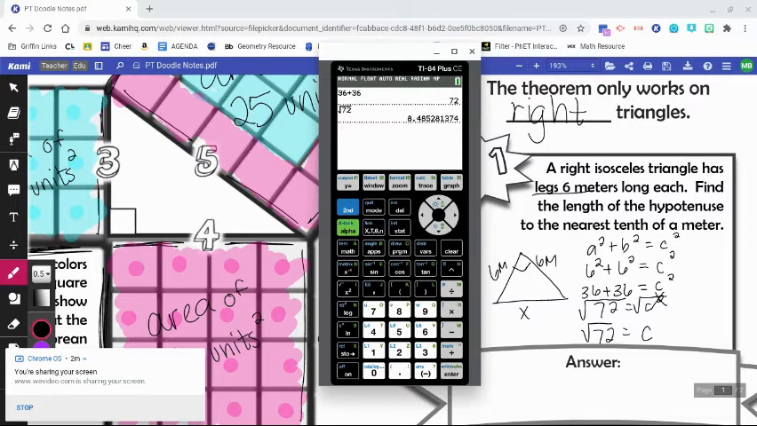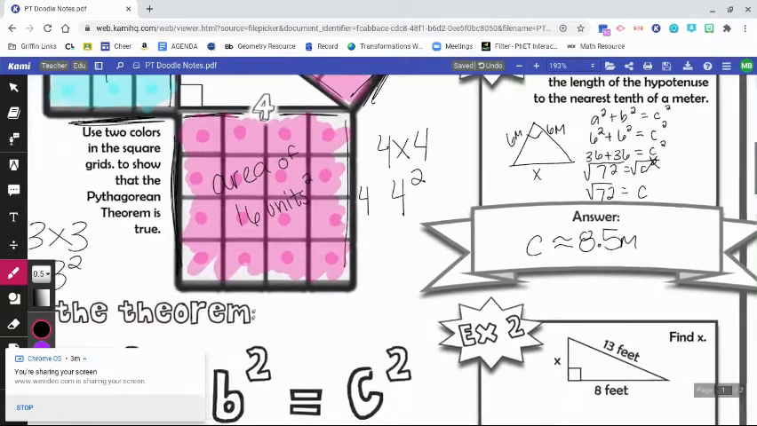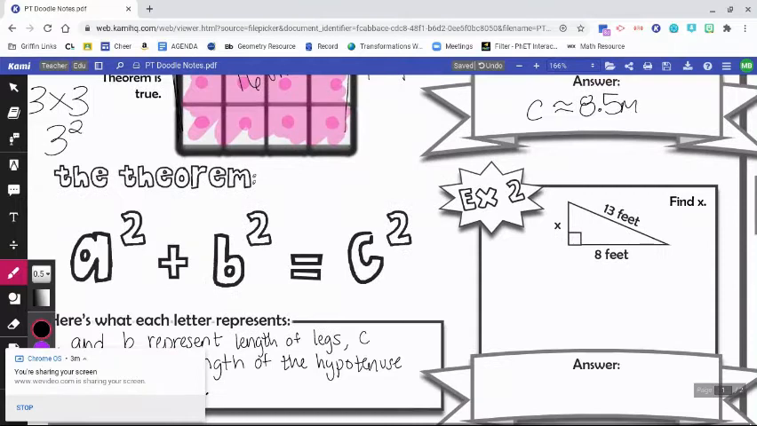It wants it to the nearest tenth, which is one number after the decimal. So I'm looking at this, I got 8.48. I'm using the second number to help me round. It is greater than 5, so I'm going to round up, which means that my hypotenuse is approximately 8.5 meters. I said approximate because I rounded. Okay, so that was solving for hypotenuse.